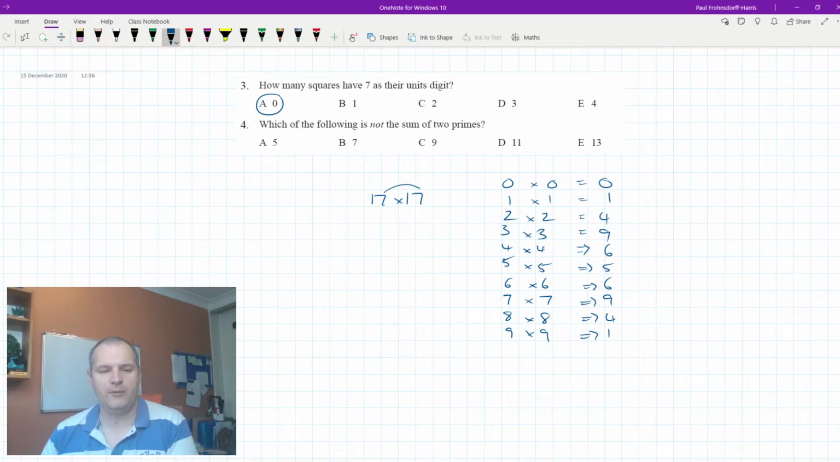In question 4, we ask, which of the following is not the sum of 2 primes? So to help me, I immediately list the prime numbers.